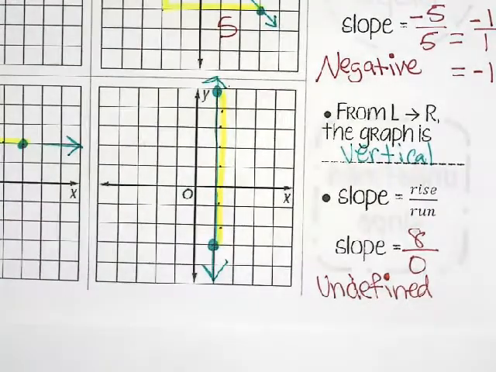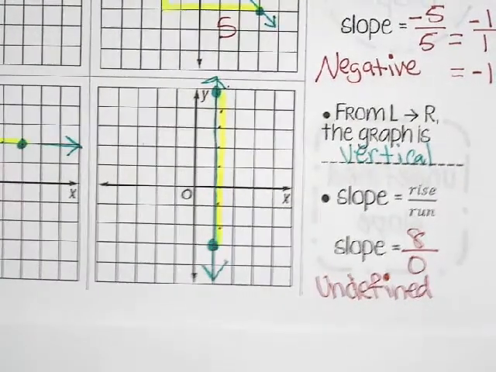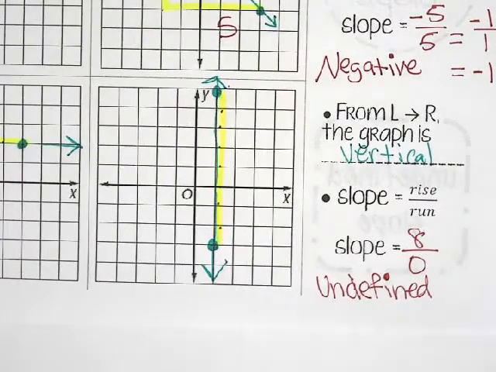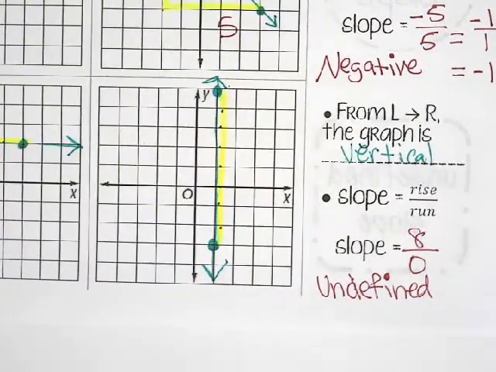So remember, if you say this graph has no slope, that would be incorrect. It has an undefined slope. It does have a slope, it's just called undefined.